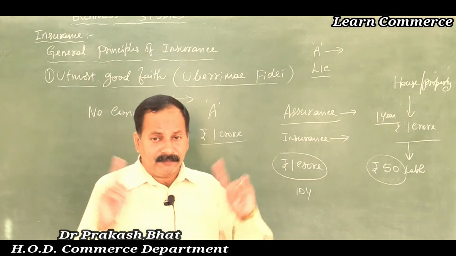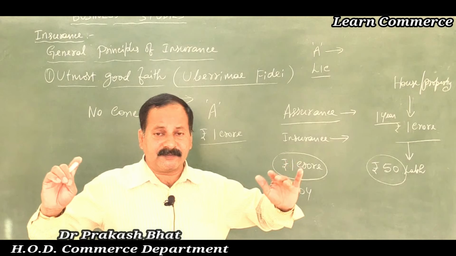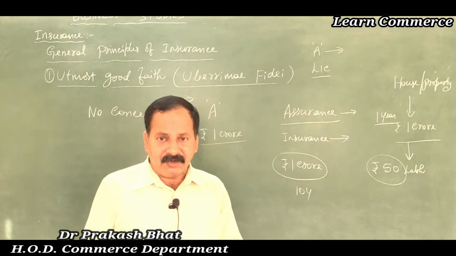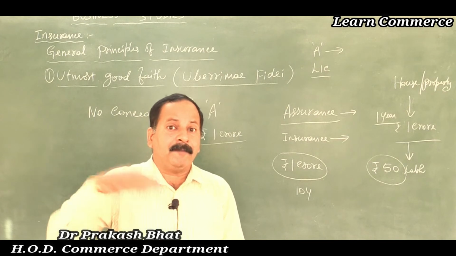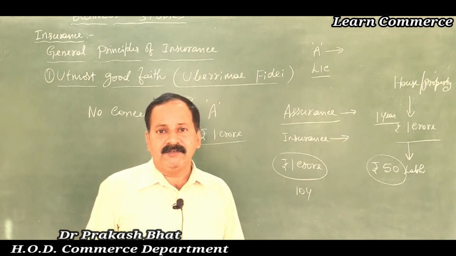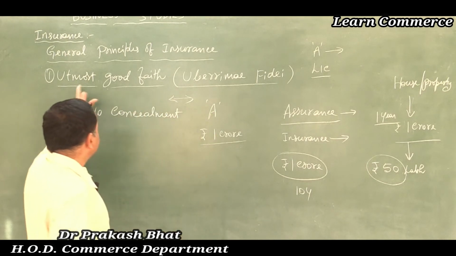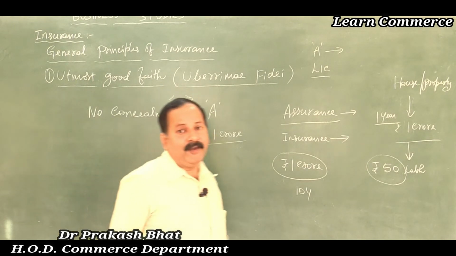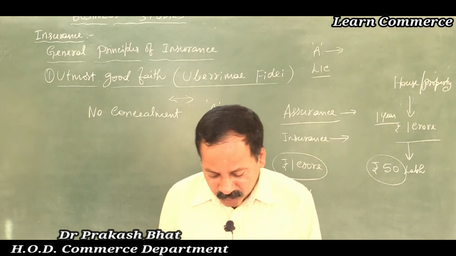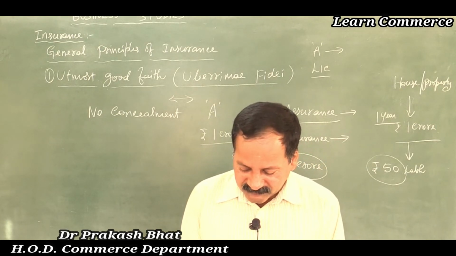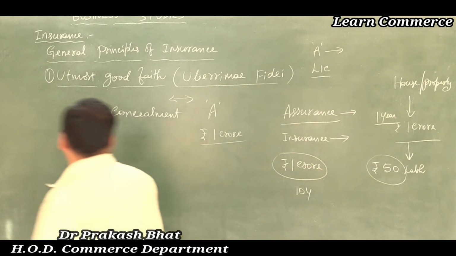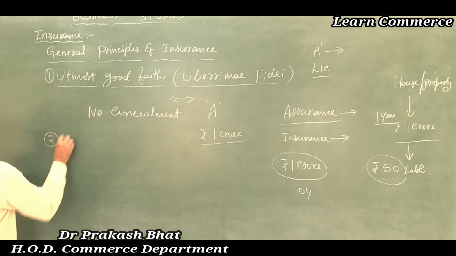Clear? If one of the parties to the contract hides or conceals the real facts or material facts to the contract of insurance, then the other party can avoid the contract, can cancel the contract. So, this is called utmost good faith or Uberrimae Fidei. Clear? Understood now? Yes. Now, let us move on to the next general principle of insurance, that is insurable interest.